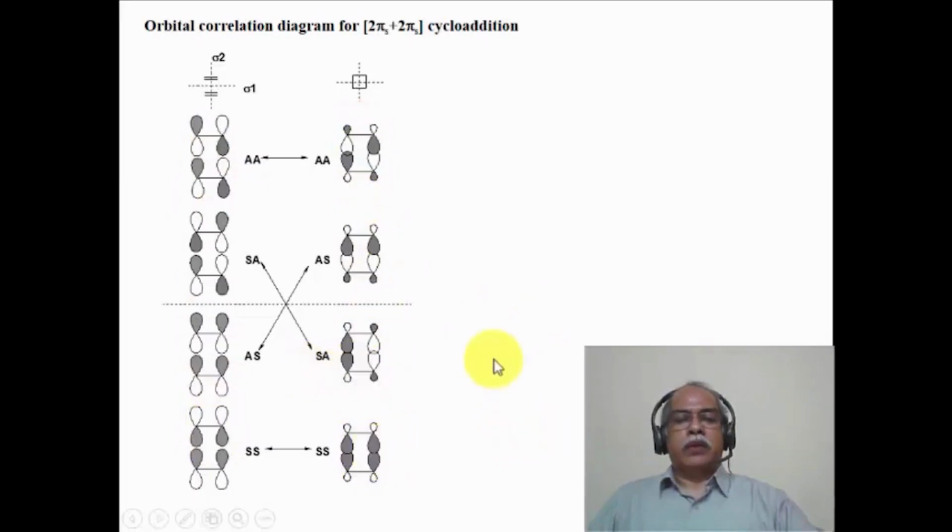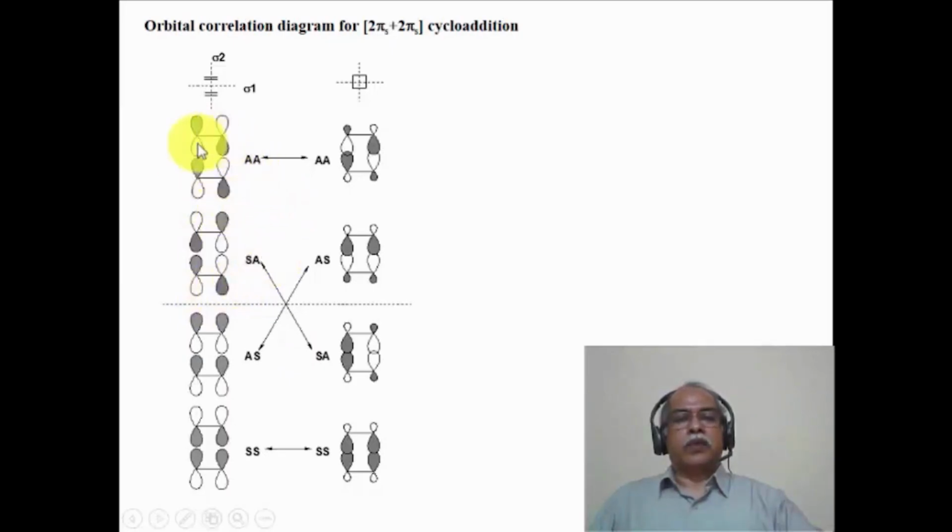Now all you have to do is look at the symmetry properties with respect to sigma 1 and sigma 2. With respect to sigma 1, which is a horizontal plane, it is symmetric. With respect to the vertical plane also it is symmetric. Here with respect to the horizontal plane it is antisymmetric. With respect to the vertical plane it is symmetric. With respect to the horizontal plane the third overlap is symmetric. The vertical plane it is antisymmetric, and so on.